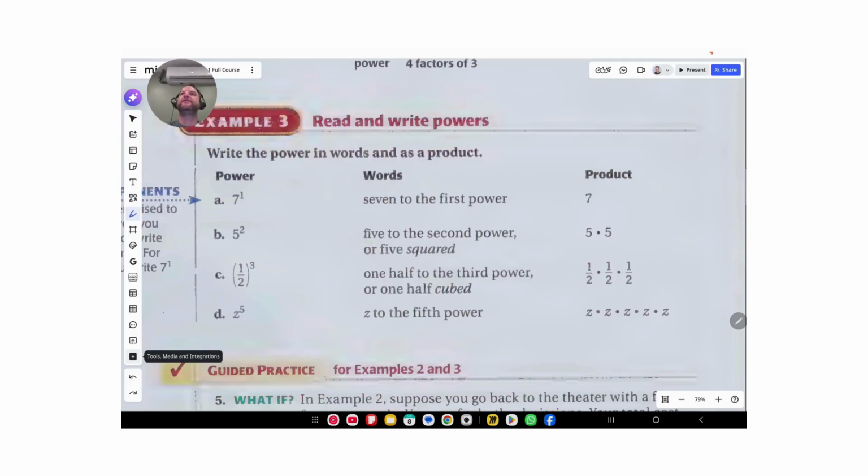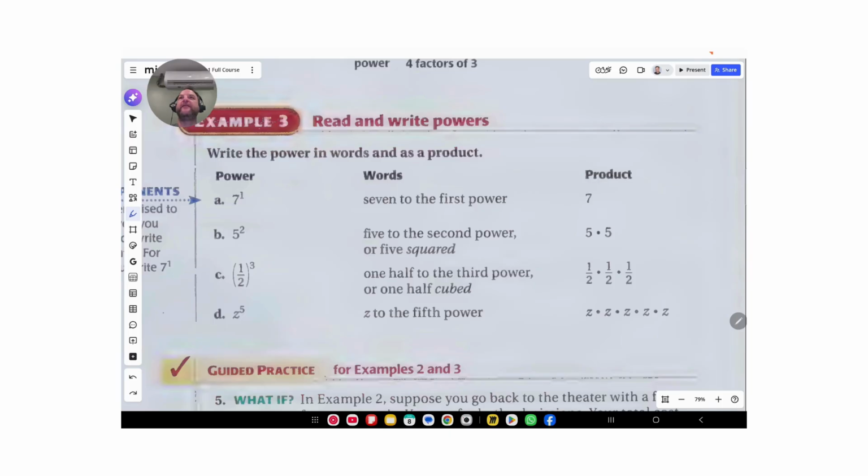Okay, B is 5 squared. Now remember, we don't usually write that exponent of 1 in A, by the way, because it's understood. Kind of like when we have a square root, which we haven't gotten to yet, we don't write the 2. It's just understood it's a square root, but there could be a cubed root or 4th root or so on.